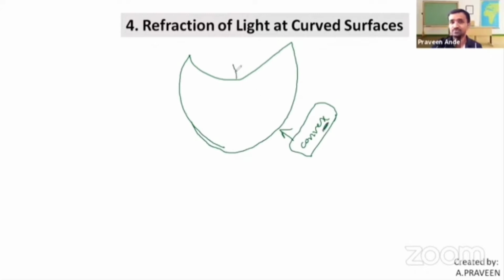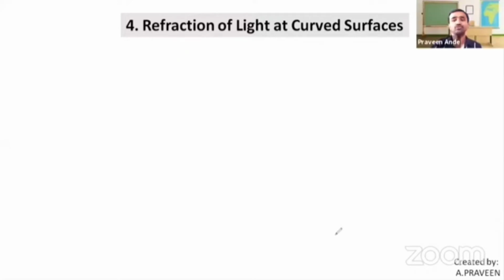Then what about this one? Concave. If you know one thing, automatically we can identify the opposite. Is it clear, identifying the surface as concave and convex? So we'll go to our topic to know about light and refraction. I am giving the meaning of the curved surface first. We are dealing with only two curved surfaces: one is concave and the other is convex.